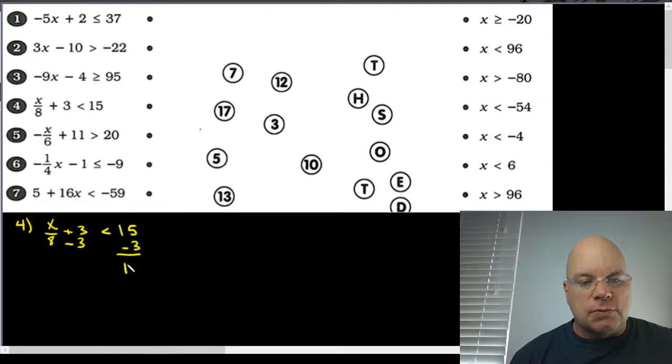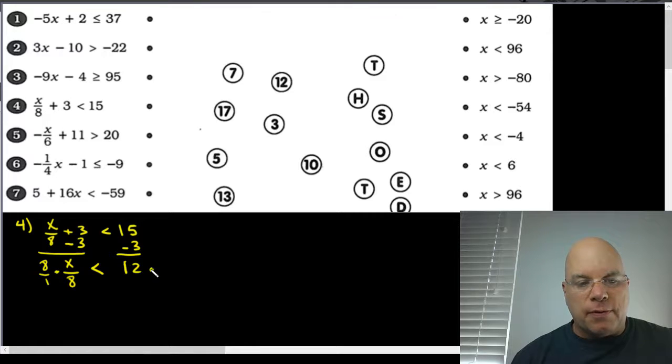So this becomes 12, and on the left side we still have x over 8. I didn't just multiply or divide by a negative, so I don't need to reverse the inequality. But now I need to clear this 8 from the left side. The inverse of dividing by 8 is multiplying by 8. Because if I multiply by 8, then these 8's cancel.